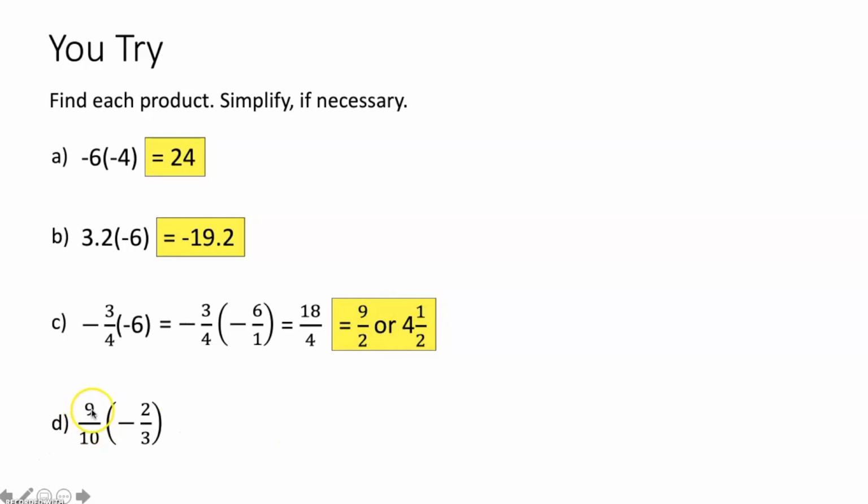Lastly, part D, we're multiplying positive 9/10 by negative 2/3. Since these two have different signs, our product, our answer, is going to be negative. When we multiply fractions together, we multiply the numerators together and denominators together and make sure that our product is negative. We then can simplify this fraction a little bit further. If we divide the numerator and denominator by 6, we end up getting negative 3/5.